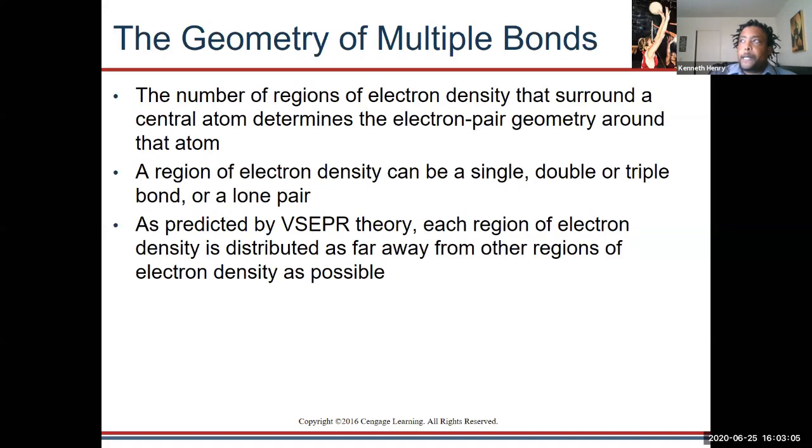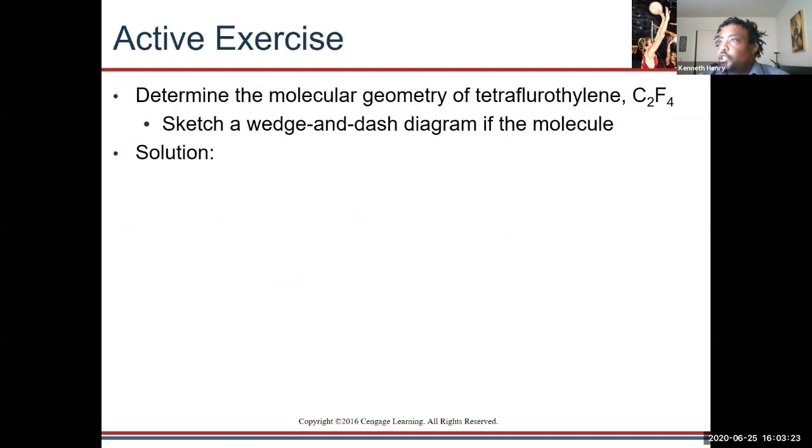Okay, so sometimes we'll have more than one center atom. Then we have to take into consideration the bonds and the shape of each of those center atoms and how they're going to affect each other. Can you guys do me a favor? Draw the Lewis dot structure of this compound and then draw the wedge-dash diagram for this molecule.